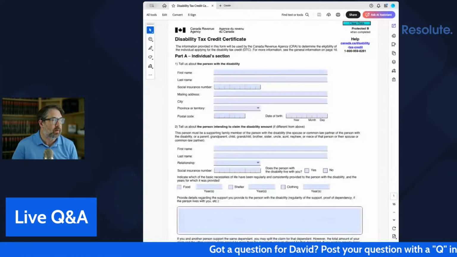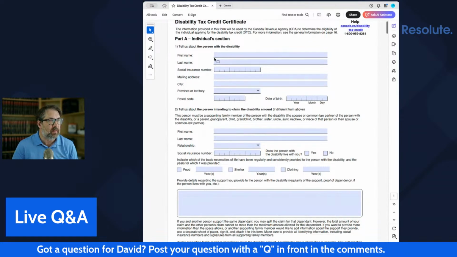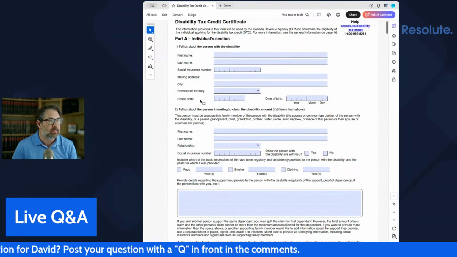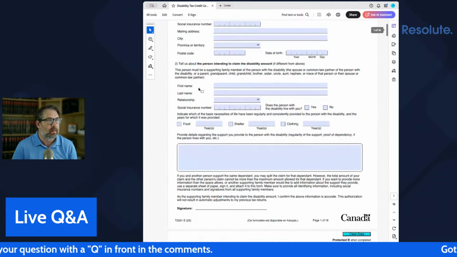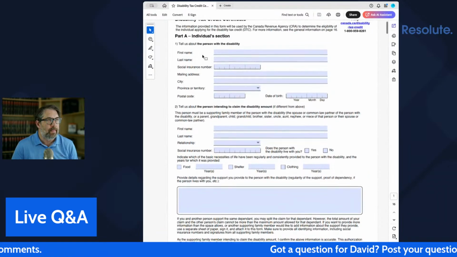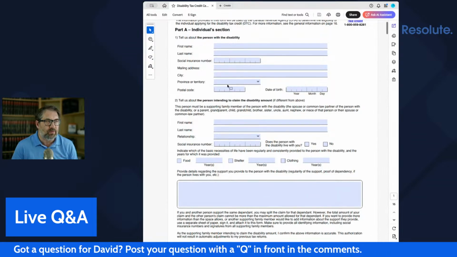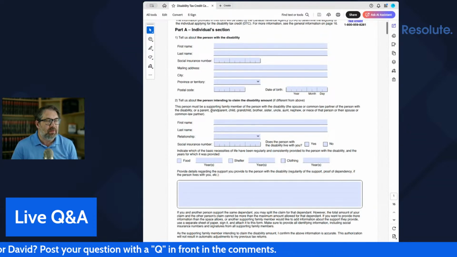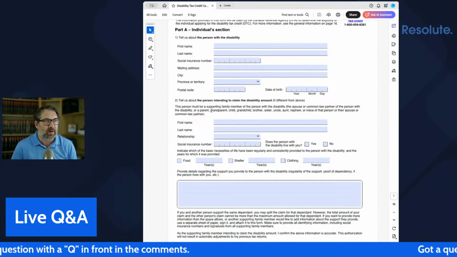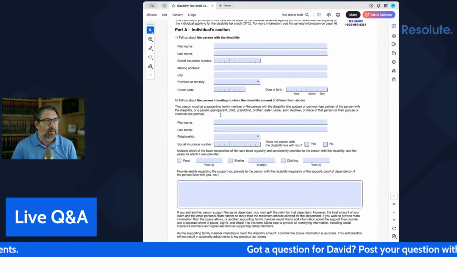Okay, this is the actual form here. You can see, I talked about Part A. This is what you fill in: last name, first name, city, social insurance number. This is to tell us about the person with the disability. If you're applying for yourself, you'd fill it in. Now, if the person who's going to be claiming the tax credit is not the person with the disability, it's going to be someone in their family, a supporting family member, you'd put that person's name here.